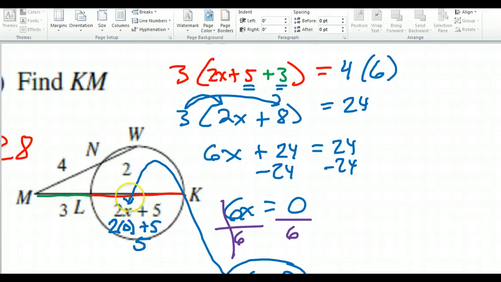There's nothing wrong with this length, this red distance here being 5. That's okay. So here I've got 3, and here I've got 5. So Km is the total of both of these. So Km is the 3 plus the 5, so that's 8.